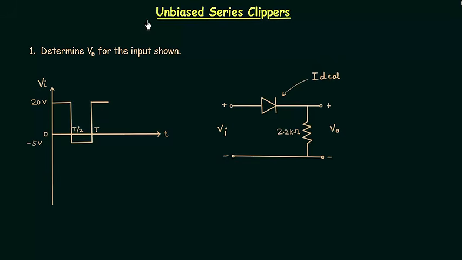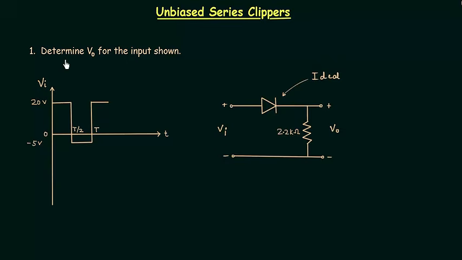In this lecture, I will solve two problems based on unbiased series clippers. In case of unbiased series clippers, there is no biasing present in the clipper circuit. This means there is no additional DC voltage source present in the clipper circuit. This is the example of unbiased series clippers because there is no biasing, there is no additional voltage source present in the circuit, and the diode is in series with the load resistance. There is only one voltage source, and that is Vi, the input voltage source present in this circuit.